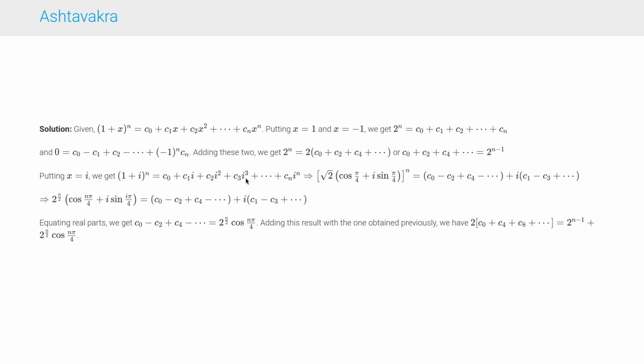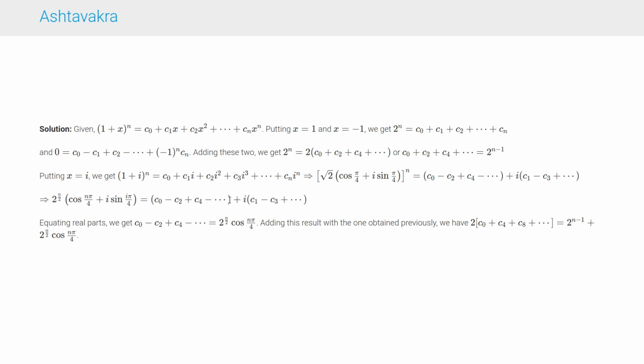Now we put x is equal to i, so we get c0 plus c1i plus c2i square plus c3i cube and so on, that is equal to square root of 2 cos pi by 4 plus i sin pi by 4 whole to the power n, that is equal to c0 minus c2 plus c4 minus and so on plus i c1 minus c3 and so on. So we can write that 2 to the power n by 2 into cos n pi by 4 plus i sin n pi by 4 is equal to c0 minus c2 plus c4 and so on plus i c1 minus c3 plus c5 and so on.